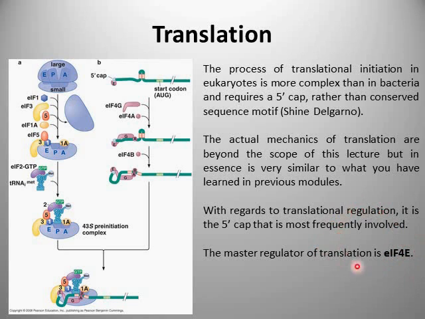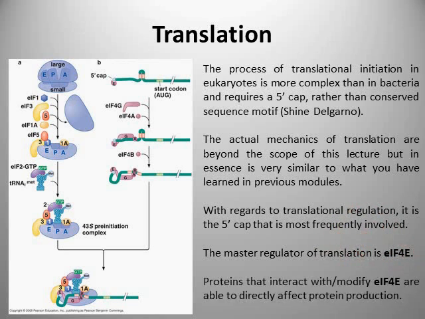And it's this EIF4E protein that really can be considered the master regulator of translation, insofar that it is by modifying and affecting EIF4E function that the cell is most frequently able to modify how translational efficiency and the level of translation that occurs in the cells, how that proceeds.